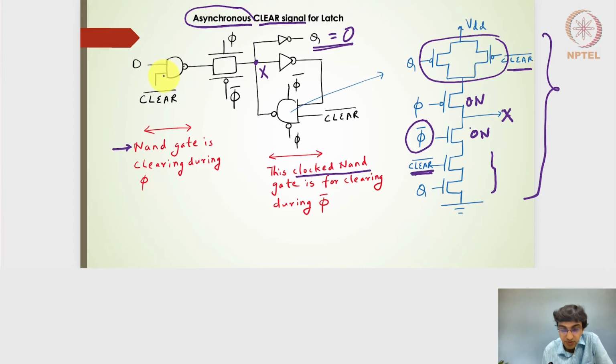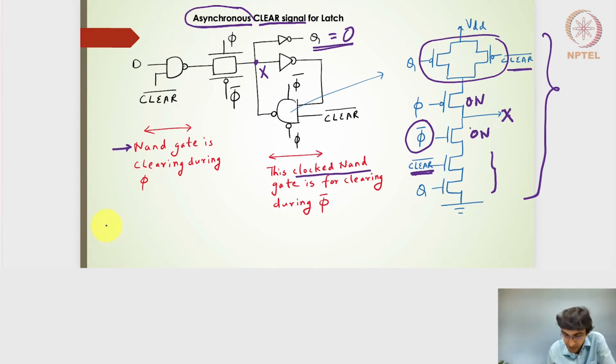One is the regular 2-input NAND gate, and the other one is a tri-state or clocked 2-input NAND gate, to get the cleared output, right? Both these NAND gates will make the output 0 during the different levels of the clock. So that's why we call it an asynchronous clear signal, right?